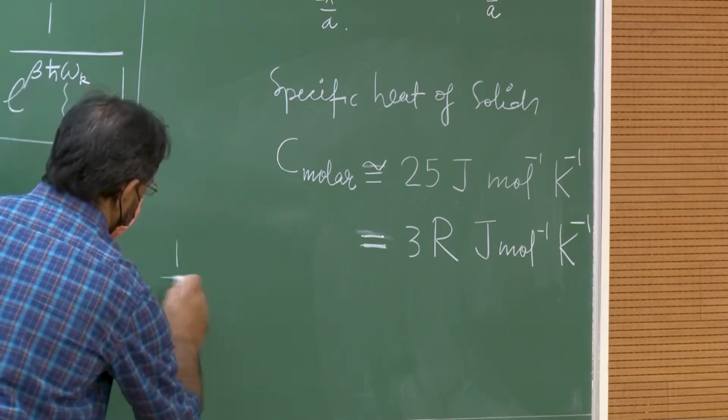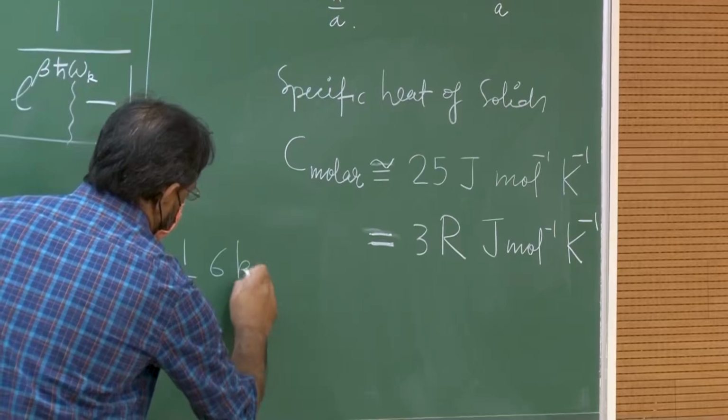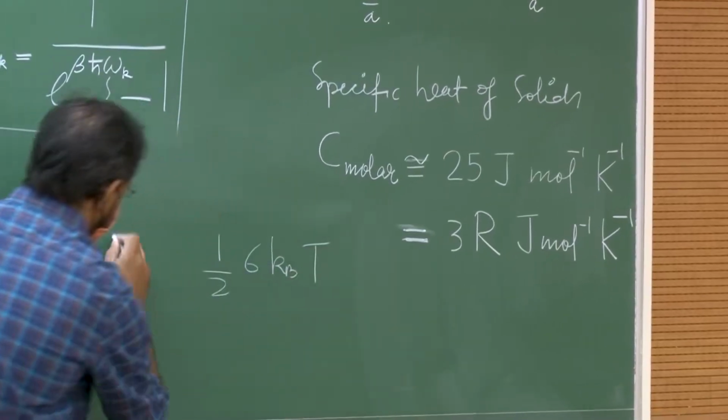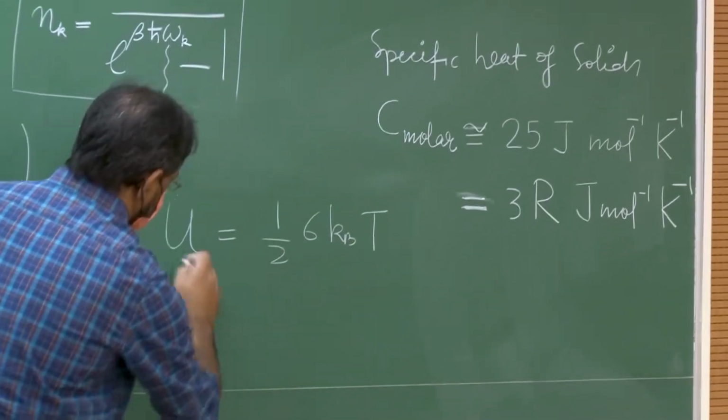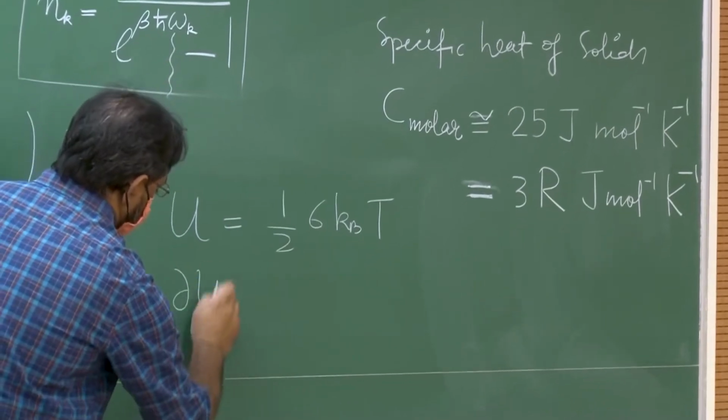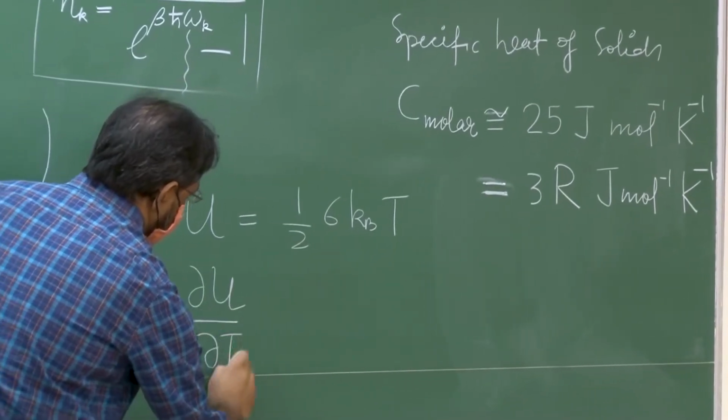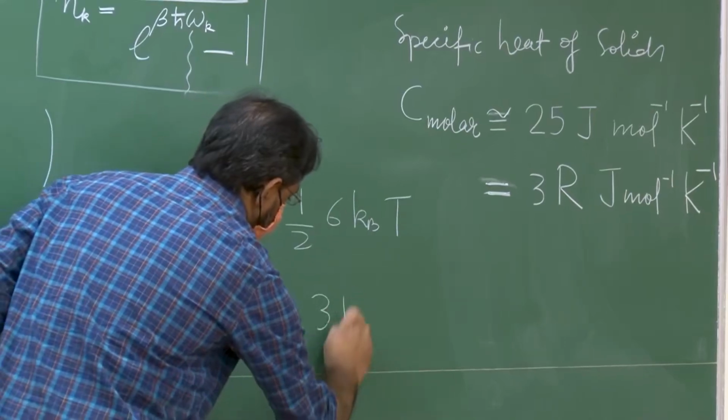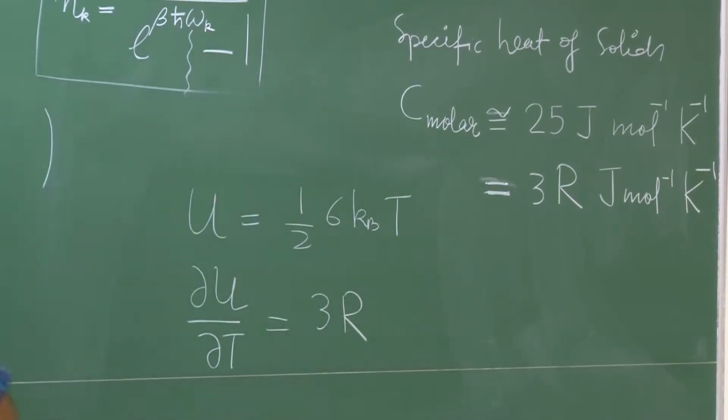I said half 6 kBT, that is U, and then if you take del U del T, then what you get is the specific heat, and that turns out to be 3 R. That is the way they justified it, and people believed that this looks very sound, this should be fine.